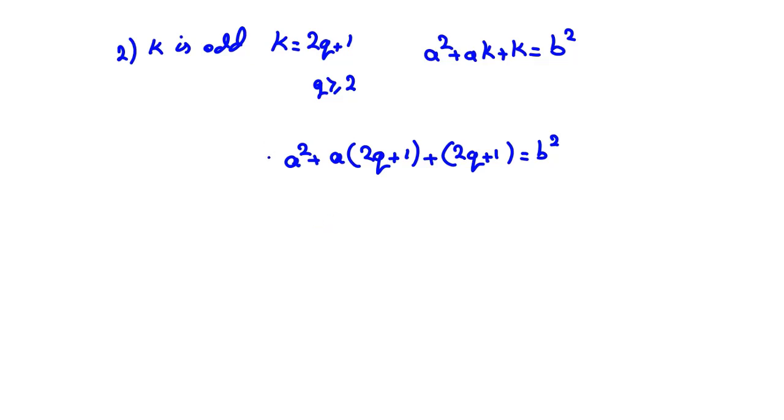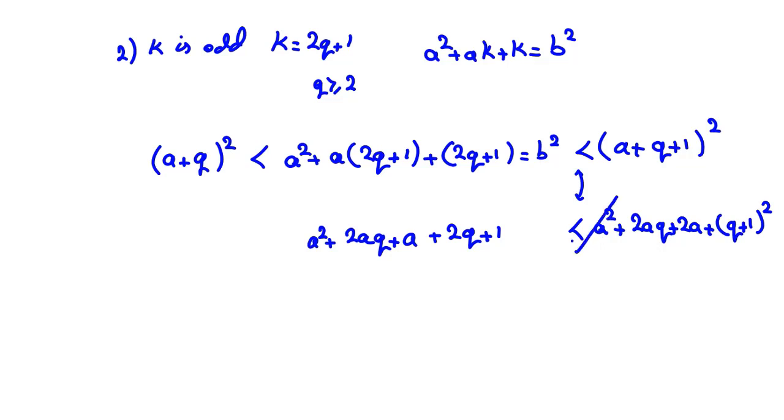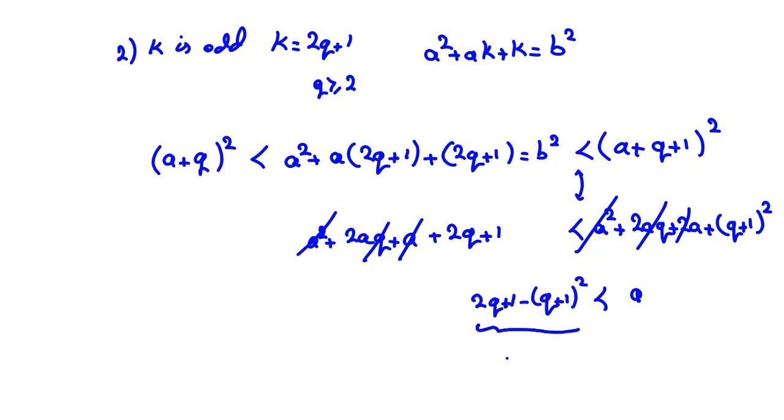Now here I can say it is greater than a plus q squared and less than a plus q plus 1 squared. Let's prove it. For this part, it is a squared plus 2aq plus a plus 2q plus 1. We want to prove it is less than a squared plus 2aq plus 2a plus q plus 1 squared. Here we can cancel a squared. We can cancel 2aq. And we can cancel 1a with 1a here, so a is greater than 2q plus 1 minus q plus 1 squared. Because this is a constant, we can say after some a, it is correct.